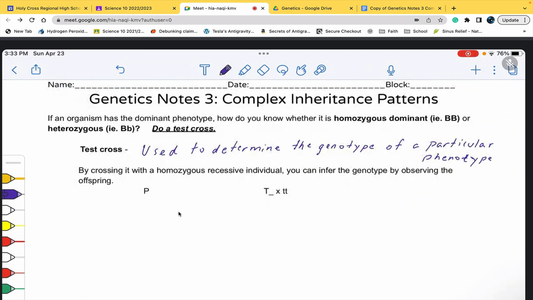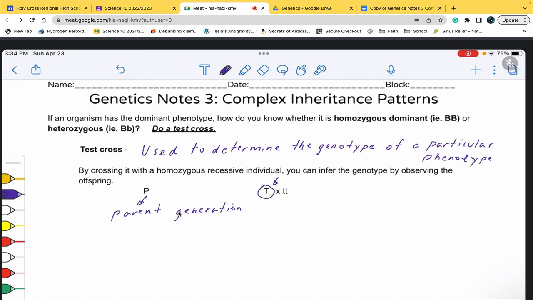P here stands for parent. Generation. Okay. So what we're trying to find out is what is this second gene here? We're going to test it, it says here, by crossing whatever this is.